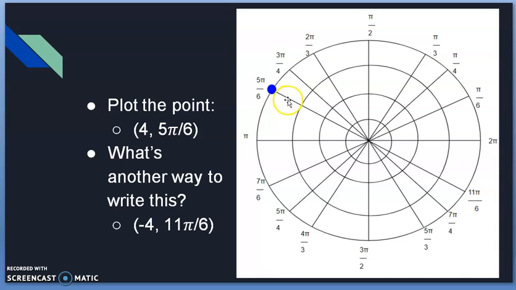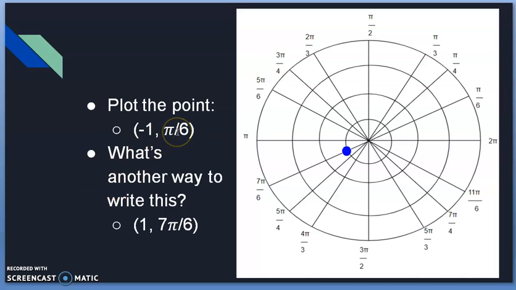Here is why. Let's say we were to graph (4, 11π/6). We would be over here, and we would go out 1, 2, 3, 4 spots. Saying it's a negative 4, though, puts us across the polar plane and over here at 5π/6.